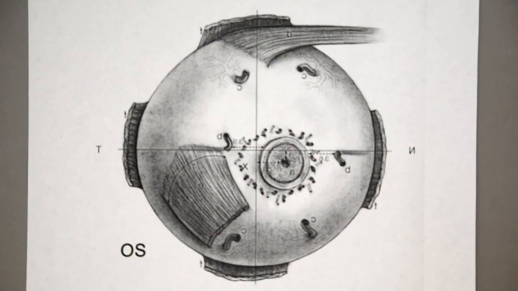Anatomic landmarks that are helpful in orientation of the globe are shown in this diagram from Hogan, Alvarado, and Weddell's textbook of ocular histology. They include the superior and inferior oblique muscles and the long posterior ciliary arteries, which appear as blue lines on each side of the optic nerve.